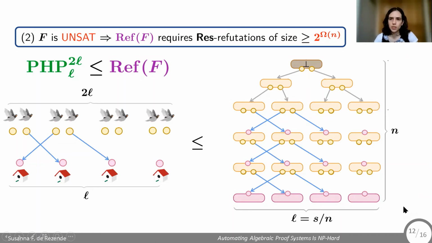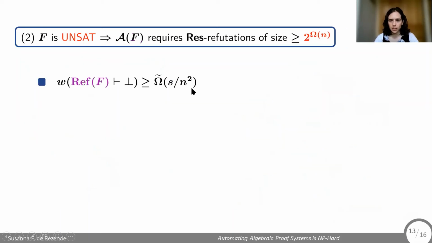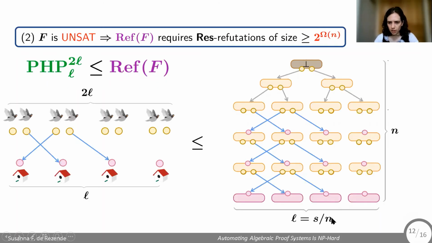And from this reduction, we get a width lower bound for Ref F of S over n squared. Now, if you want to know where this comes from, we have S over n lower bound for the width of pigeonhole principle, and then we lose an extra n factor because of the number of layers, because this reduction is not super efficient. It actually loses this n factor.